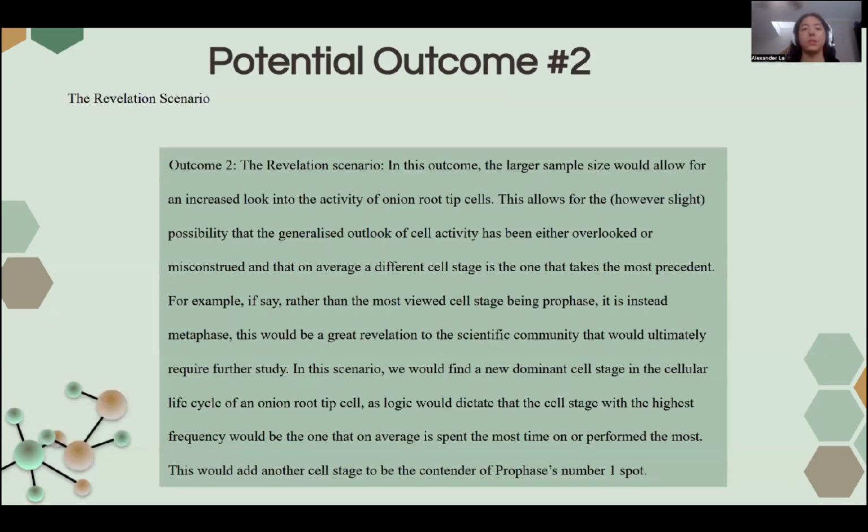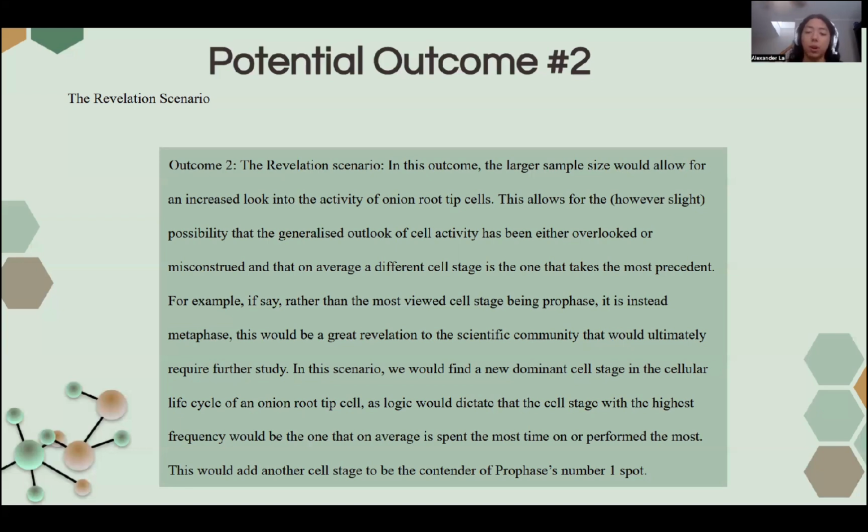Now, in outcome 2, this is the revelation scenario. In this outcome, the larger sample size would hypothetically allow us to have an increased look on the activity of onion root tip cells. This would allow for a very slight possibility that the generalized outlook of cell activity has either been overlooked, misconstrued, generally just wrong, and that on average, a different cell stage is the one that actually takes the most precedent. Let's say rather than prophase being the dominant longest taking, instead it's actually metaphase. Now, this would be a great revelation to the scientific community and ultimately would require further study to be verified.